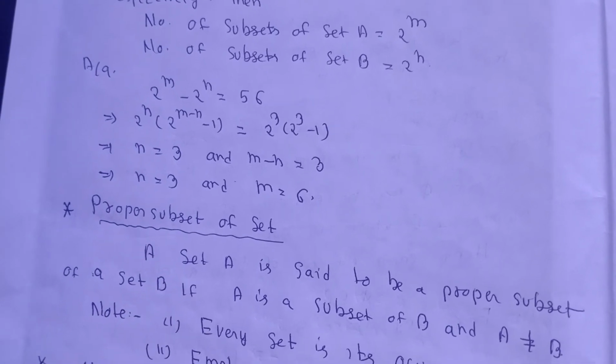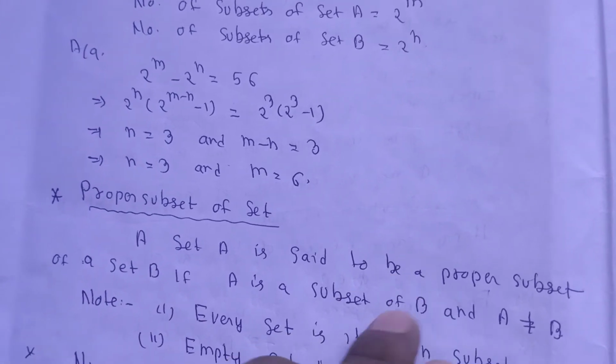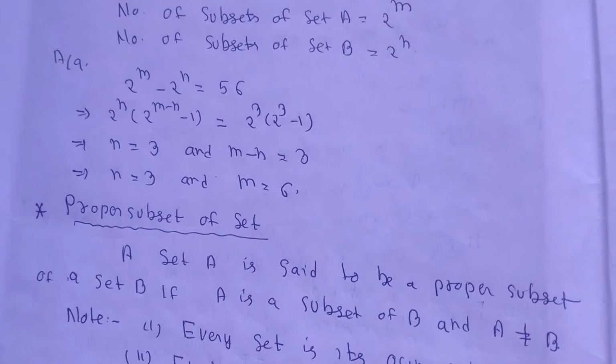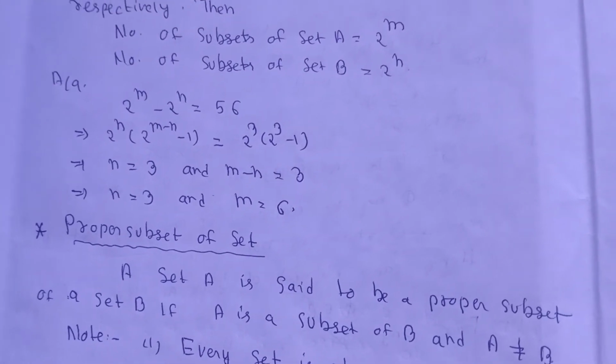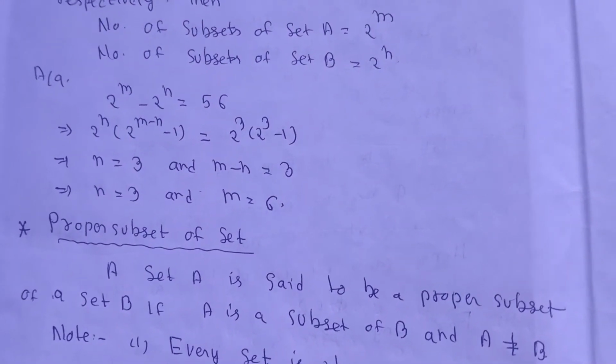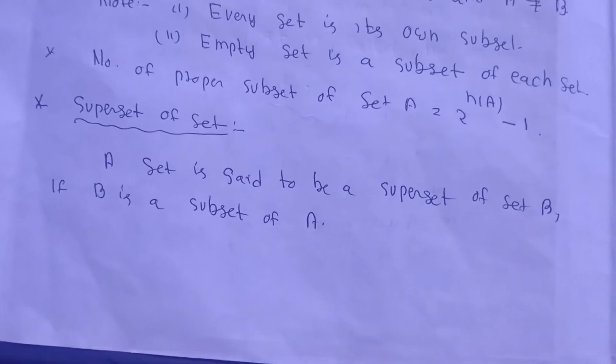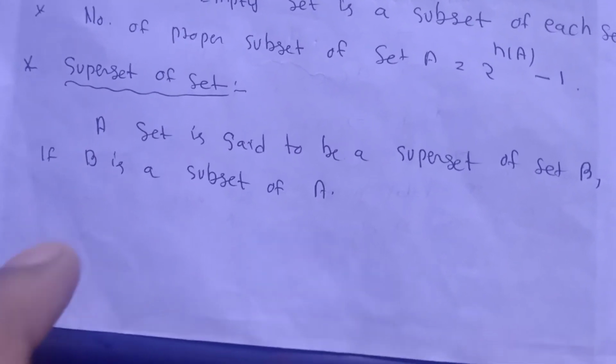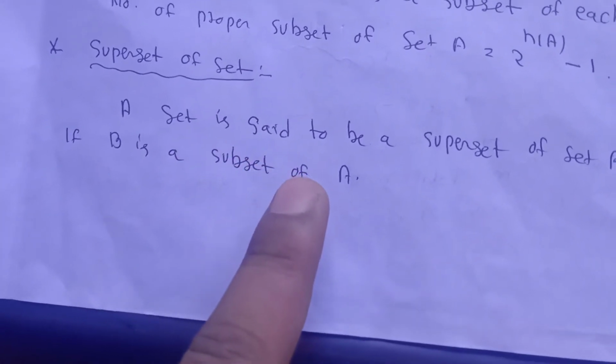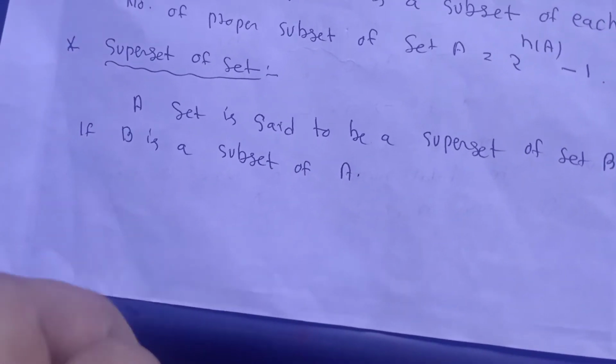Proper subset of a set. A set A is a proper subset of set B if A is a subset of B and A is not equal to B. Then the number of proper subsets is 2 to the power n minus 1. Superset. A set A is said to be a superset of set B if B is a subset of set A.